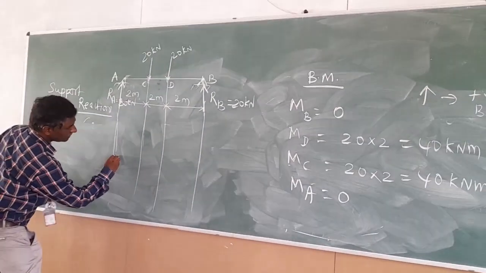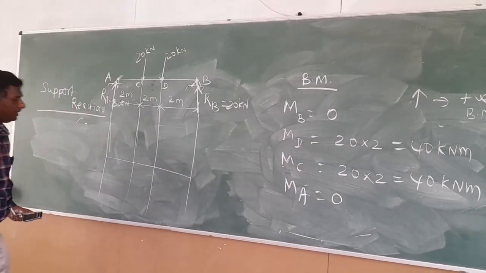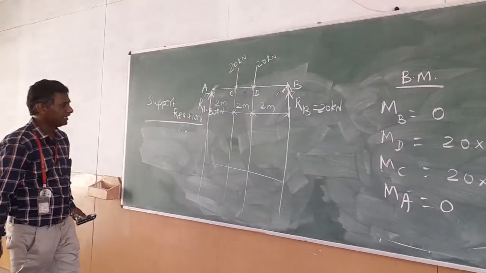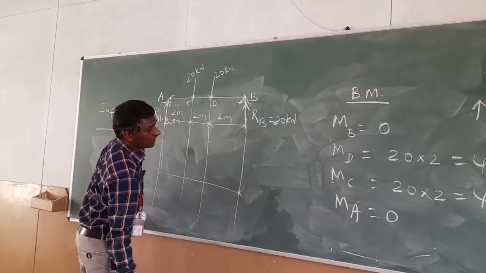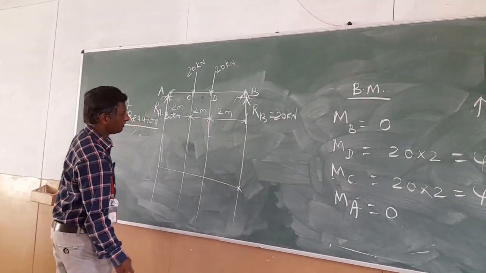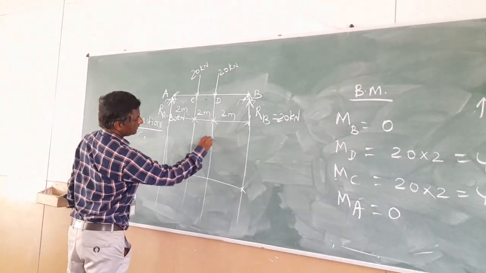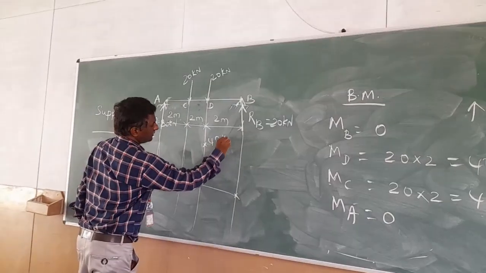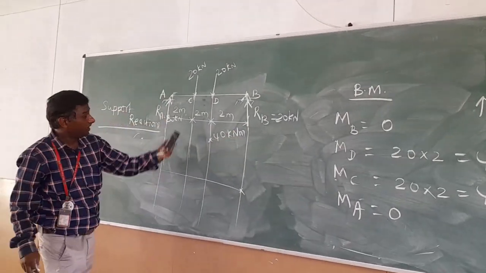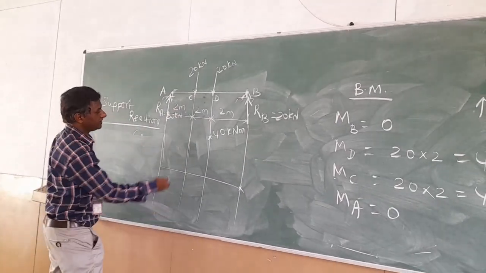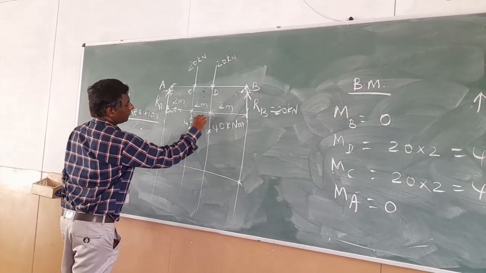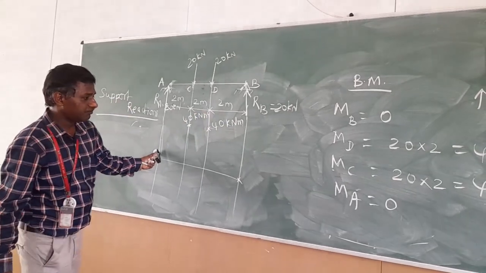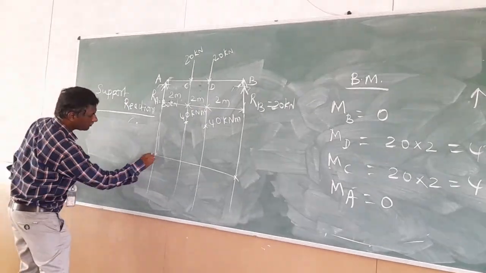So this is the 0 bending moment line, the bending moment diagram line. MB is equal to 0. MD is equal to 40 kilonewton meter. So it is 40 kNm. And MC is also 40 kNm, the same value. And MA is equal to 0.